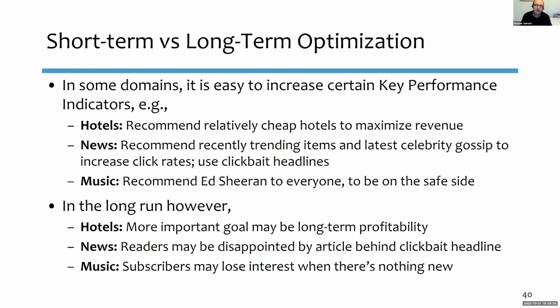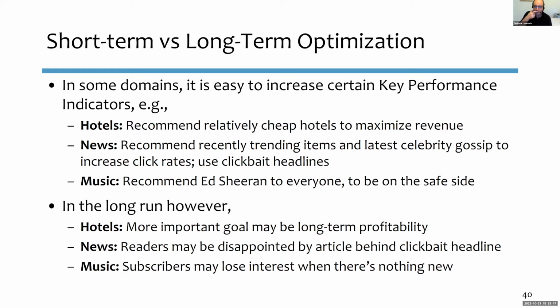In news recommendation, you can just recommend recently trending items, celebrity gossip, and you get all the clicks that you have. You can even use clickbait headlines, so you maximize the CTR, click-through rate, as a key performance indicator. For music, you can recommend Ed Sheeran to everyone. So everyone loves Ed Sheeran, you're on the safe side, more or less. And you get the clicks, you get the listening events, and you get the transactions.